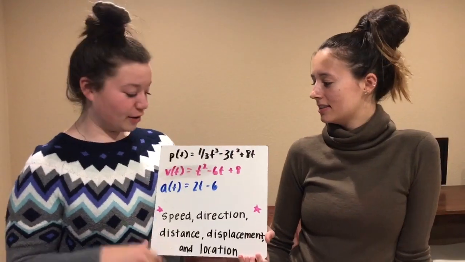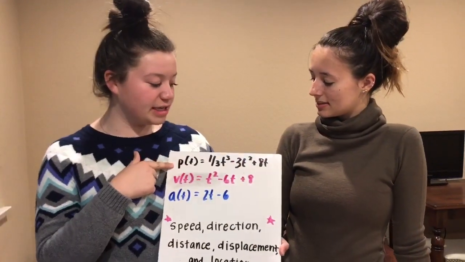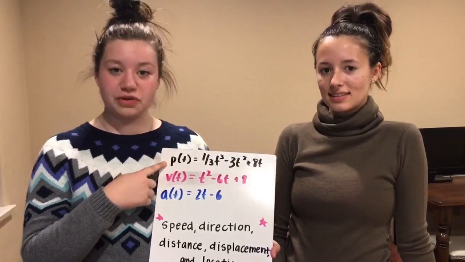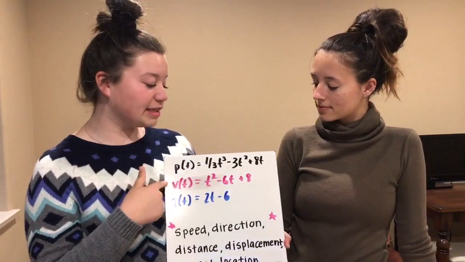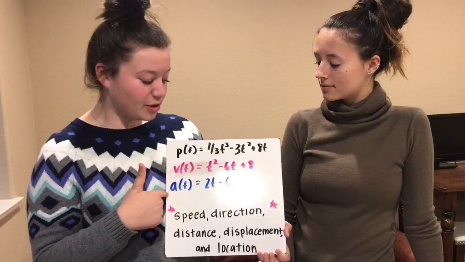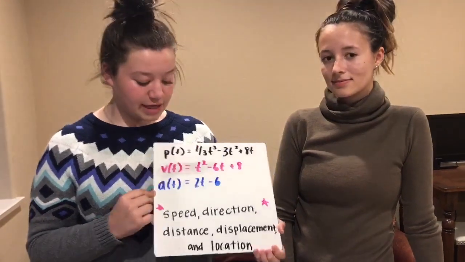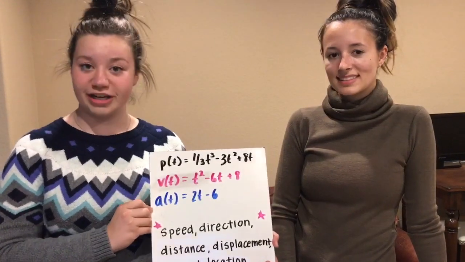So for this example, we have position equals 1/3 t cubed minus 3t squared plus 8t. When you derive that, you get the velocity equation, which equals t squared minus 6t plus 8. When you derive this equation, you get the acceleration, which is 2t minus 6. These all help you find speed, direction, distance, displacement, and location.